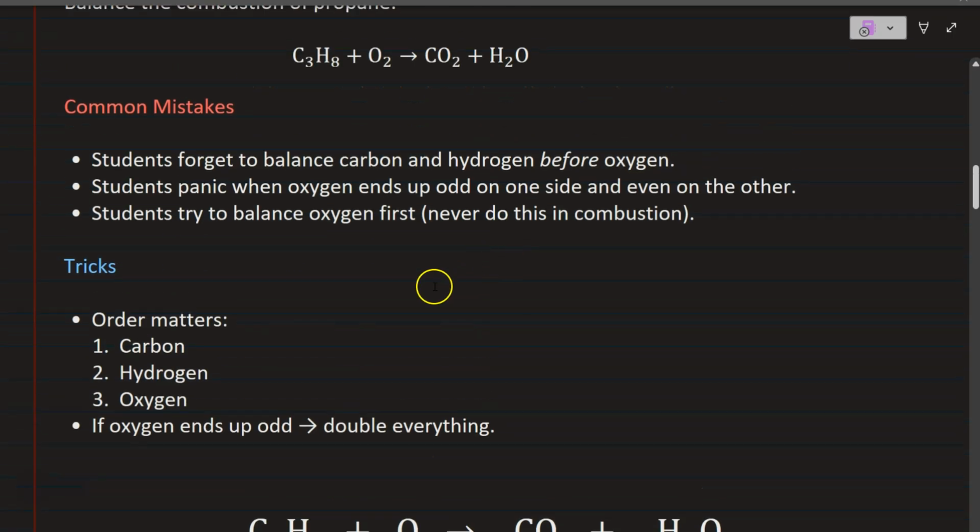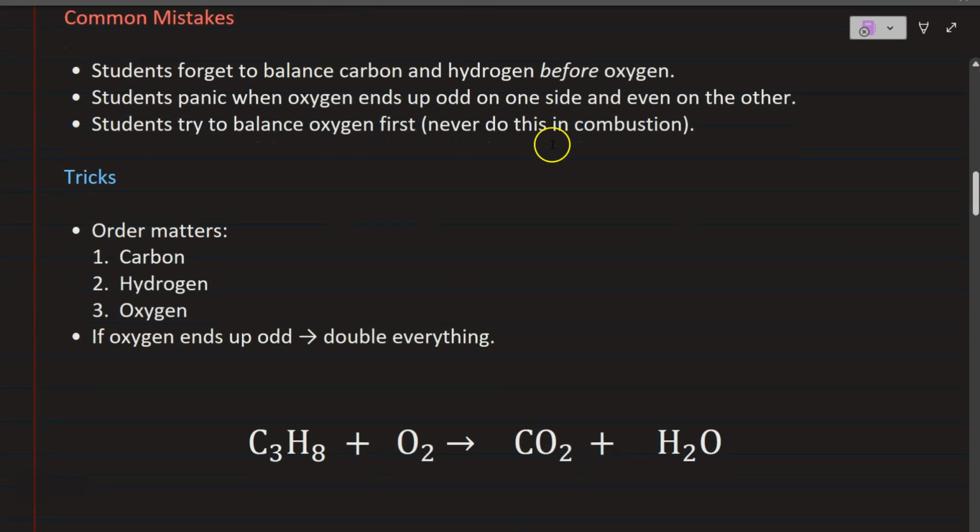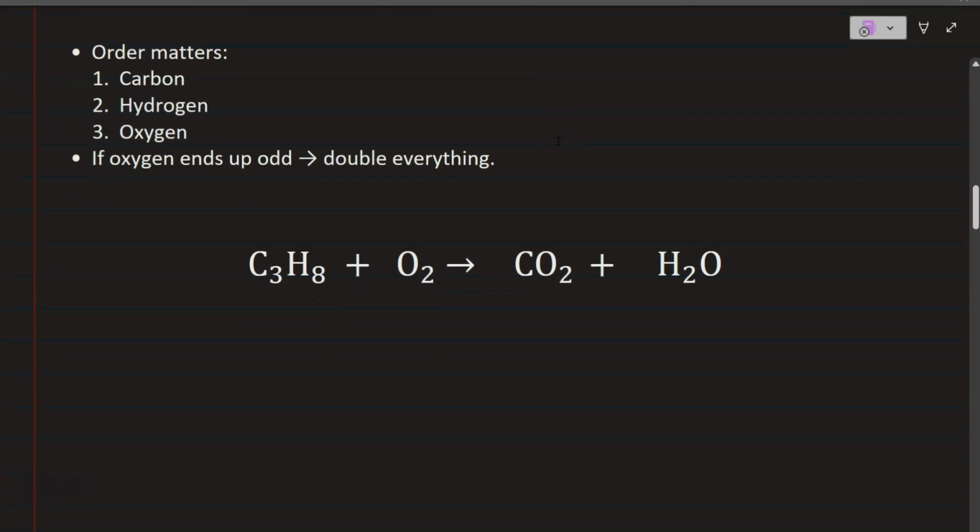Okay, let's go through and look at some of the tricks. Well, the first thing is that the order matters in here. So we're going to start with carbon and then hydrogen, then we're going to go to oxygen. And then we're going to deal with what happens when the oxygen ends up odd on one side and even on the other side. Okay, first the carbon. We got 3 carbons here. We have 1 carbon there. So we got to multiply the CO₂ by 3. Okay, that's number 1. Next is hydrogen. We have 2 hydrogen here, but we have 8 hydrogen there. So we need to multiply this one by 4. It's all multiplication. It's as simple as that.